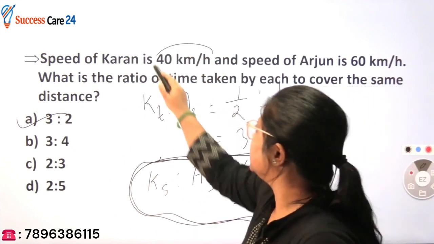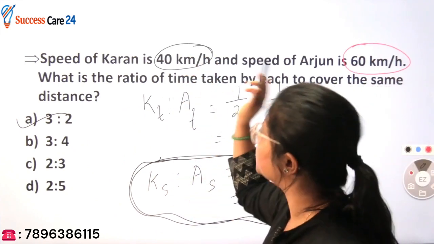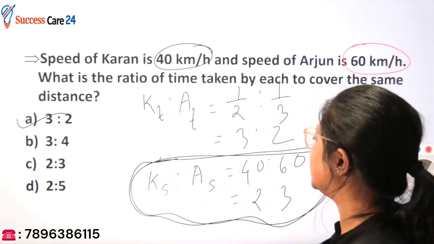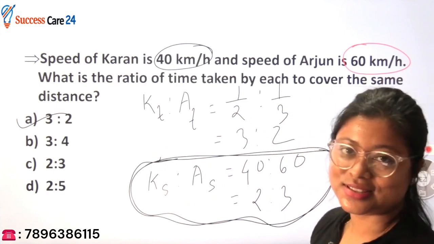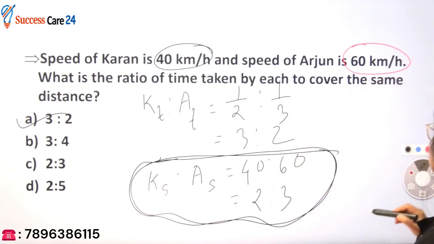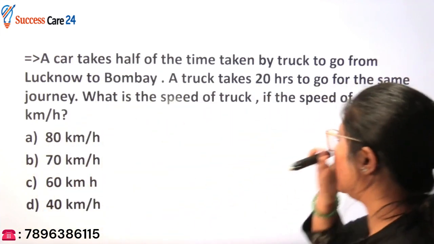So you are given the speeds. From here you calculate the ratios of speed and take the inverse of that ratio, and you will get the time ratios. Okay. So this is how we will solve such type of question. Let's move to the next question.